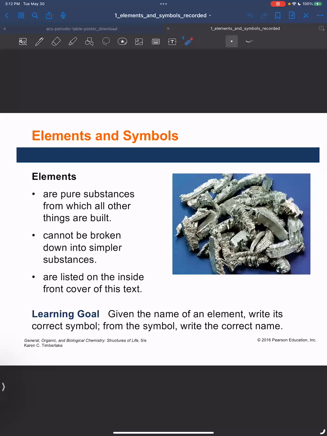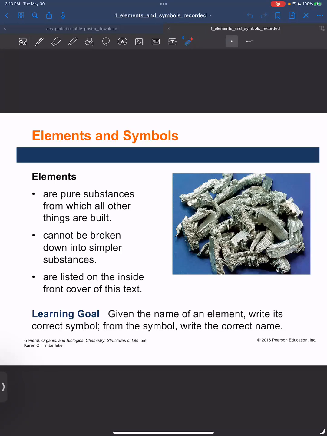Hi everyone, welcome back. The learning goal for this video is, given the name of an element, you should be able to write its correct symbol. From the symbol, you should be able to write the correct name. Elements are pure substances from which all other things are built. Elements cannot be broken down into simpler substances.